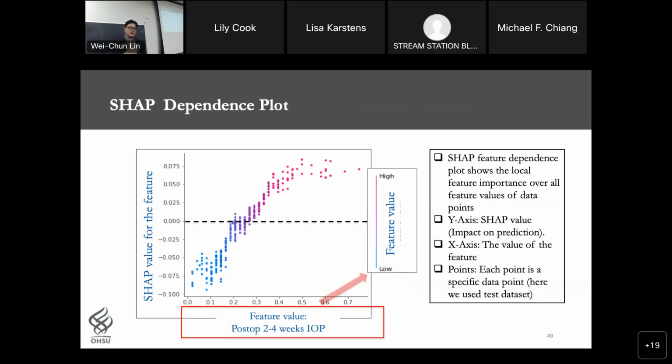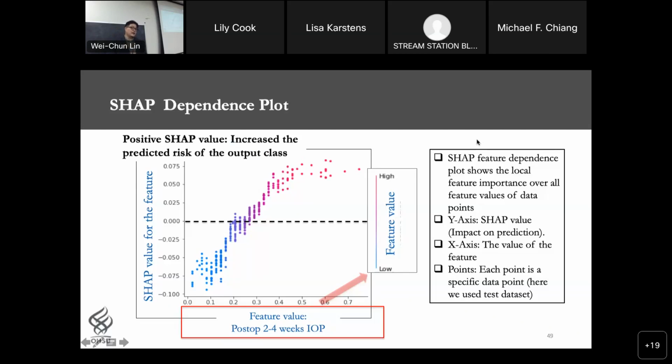This figure shows the feature dependence for the IOP value at 2 to 4 weeks after surgery, which is the most important feature in our study. The SHAP feature dependence plot shows the local feature importance over all feature values of the data. The y-axis is the SHAP value, which indicates the impact on the prediction, and the x-axis is the value of the feature. Each point is a specific data point we use in the SHAP model. That can be the test data or training data. Here we use the test data to explain the model.